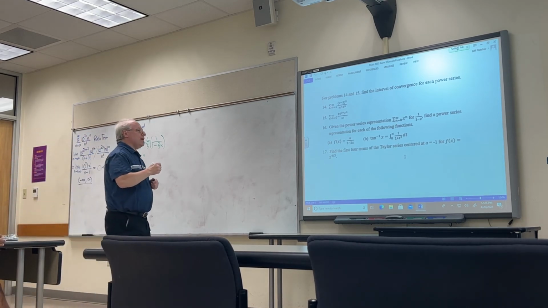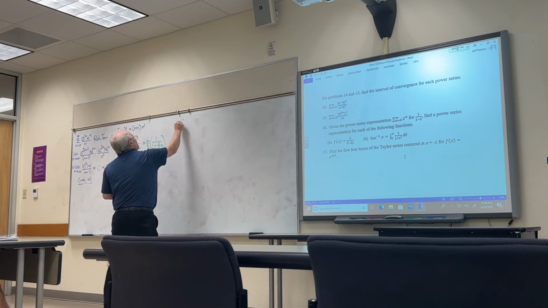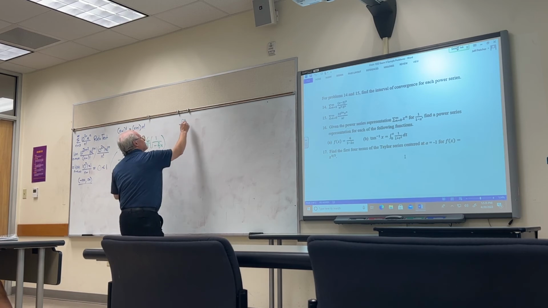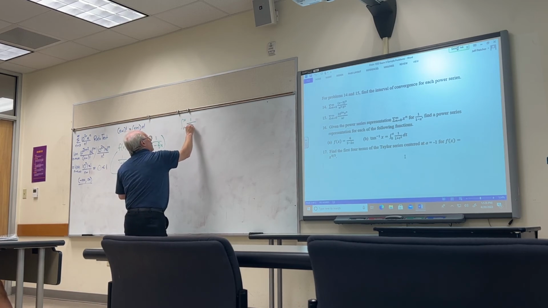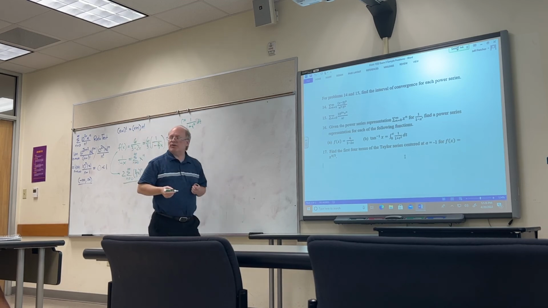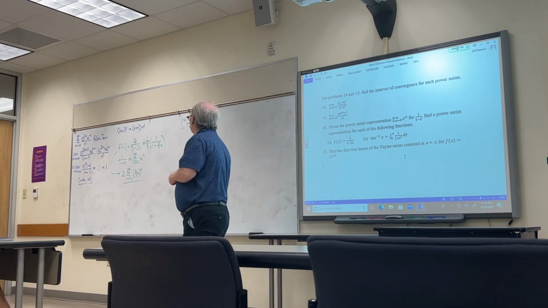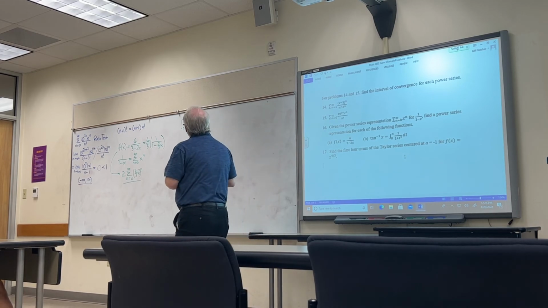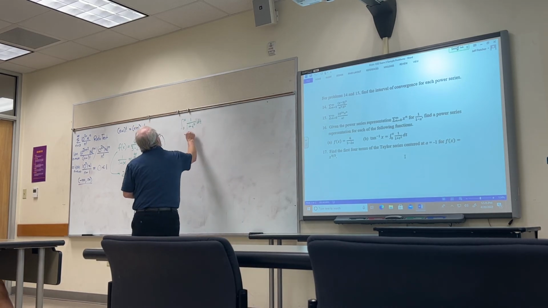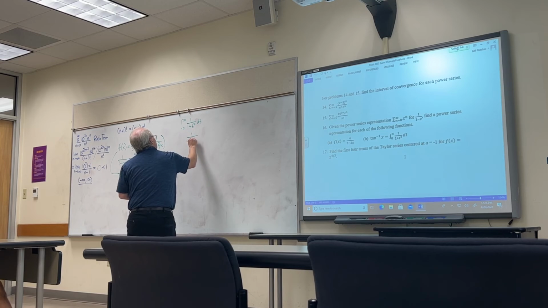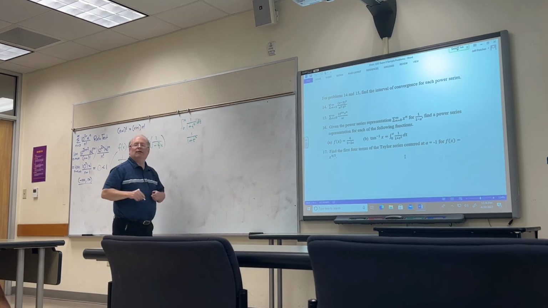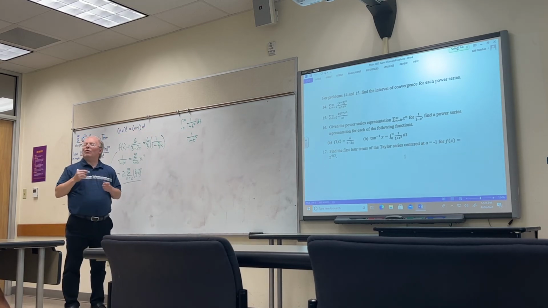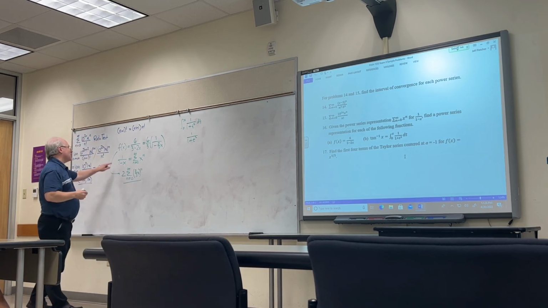All right, for B, we want to find a series for the integral between 0 and x of 1 over 1 plus t squared dt, and of course that's just equal to the inverse tangent of x. Well, first of all, how would we find a series for 1 over 1 plus t squared using this series?